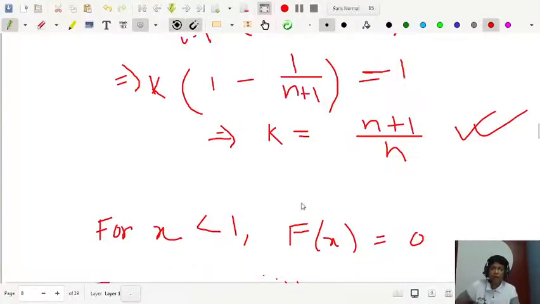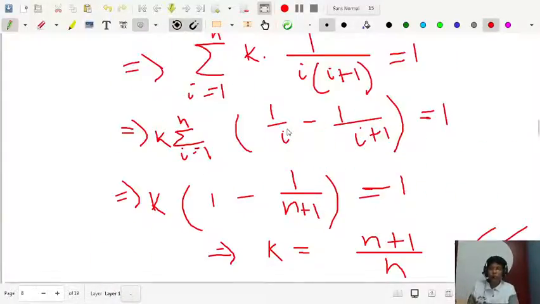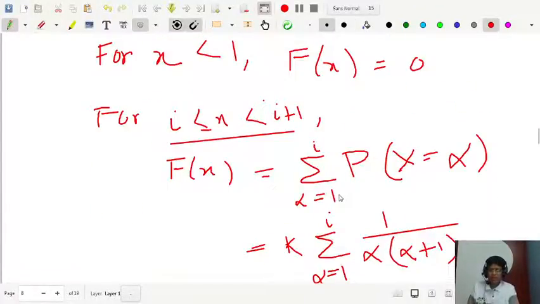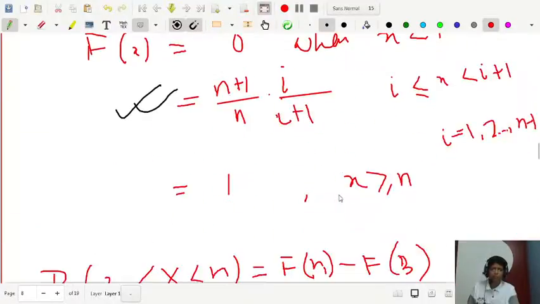Before that, if you want to find out any arbitrary constant in the equation, you can use the conditions for a possible PMF: that the PMF f(i) is greater than or equal to 0 for all i, and the summation will be equal to 1. Let's move to the next problem now.